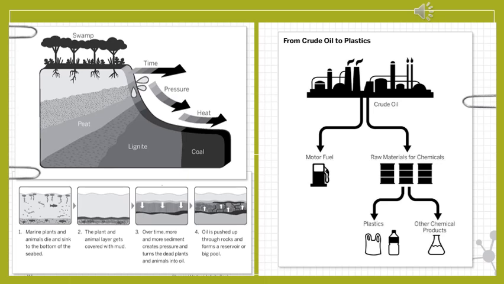So that's how the swamps and animals at the top can become coal or oil over time, which is what we use in a lot of factories. But then how can we turn that crude oil into a plastic bottle?